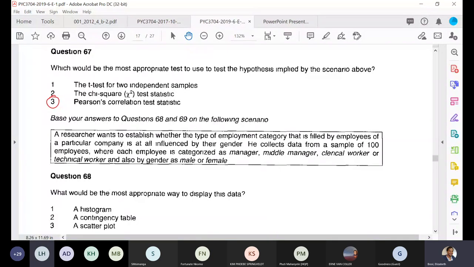Base your answers to questions 68 and 69 on the following. A researcher wants to establish whether the type of employment category filled by employees of a particular company is at all influenced by their gender. He collects data from a sample of 100 employees where each employee is categorized as manager, middle manager. Number two.